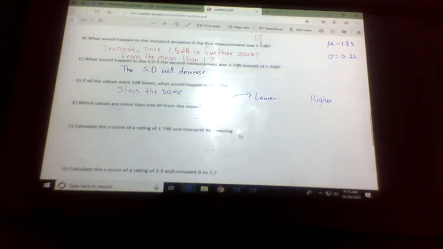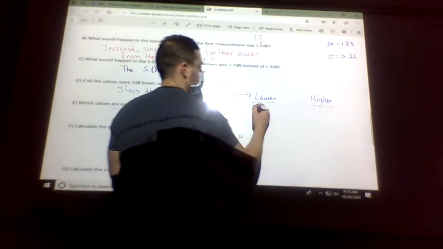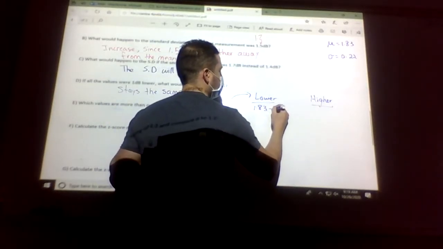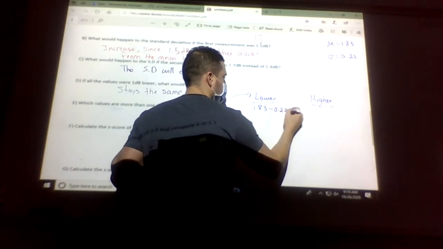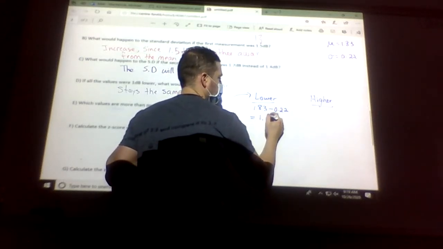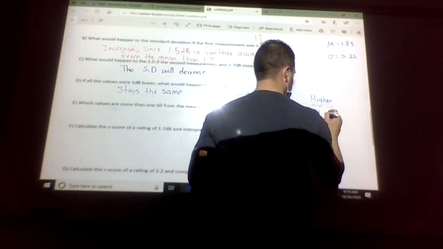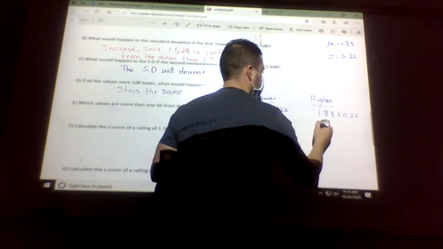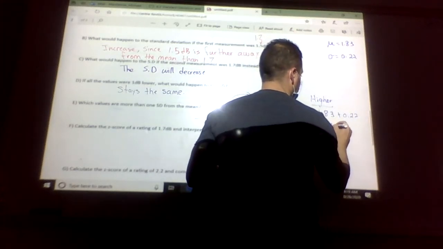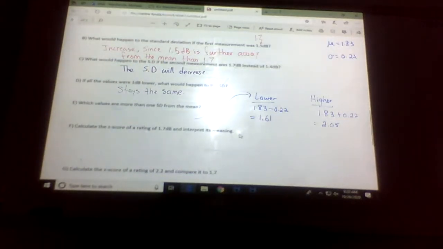Okay, so on the lower end, if I was one standard deviation away, it'd be 1.83 subtract our standard deviation of 0.22, which will give us 1.61. On the higher end, we're going to add one standard deviation, so we get 2.05. I'll explain this in a minute. Did you get that down? I'll explain.